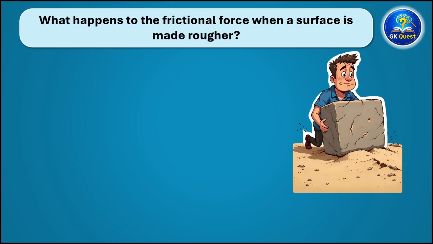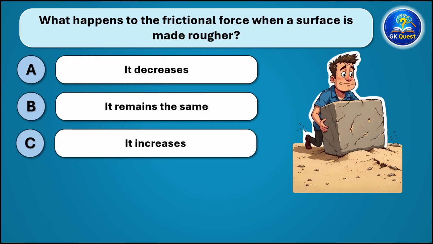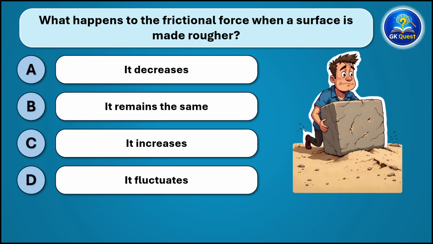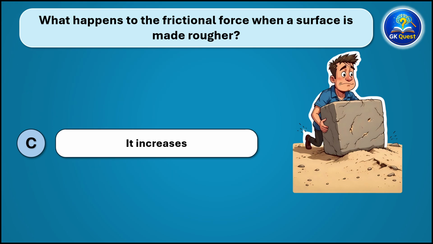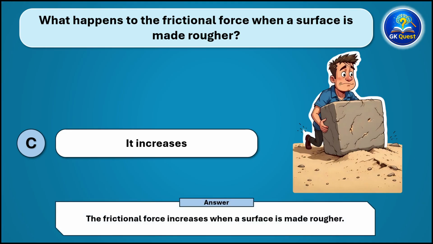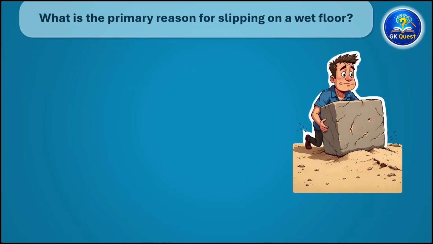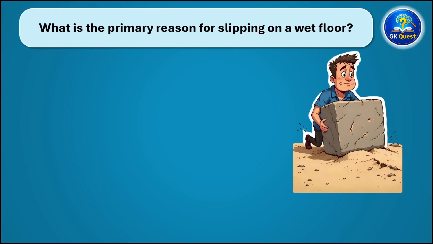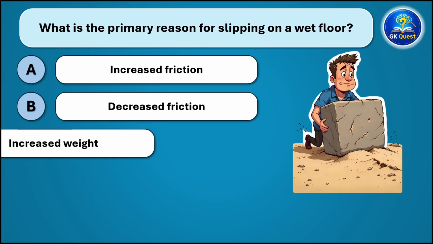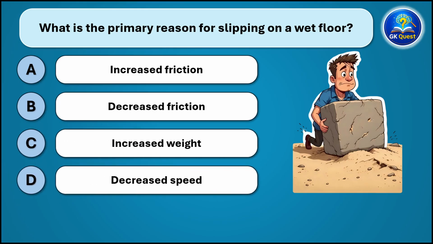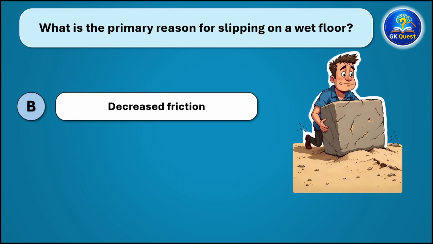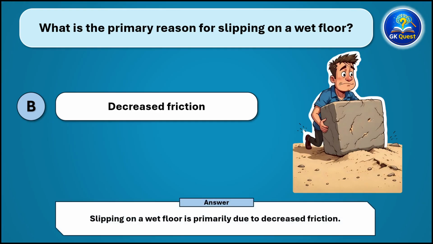What happens to the frictional force when a surface is made rougher? And the correct answer is the frictional force increases when a surface is made rougher. What is the primary reason for slipping on a wet floor? And the correct answer is slipping on a wet floor is primarily due to decreased friction.